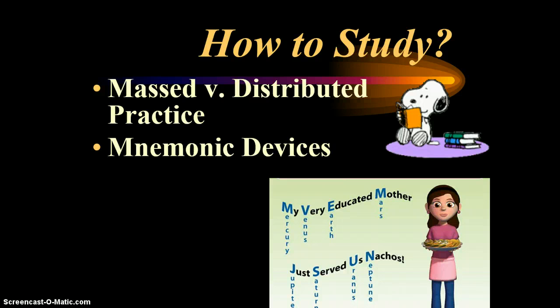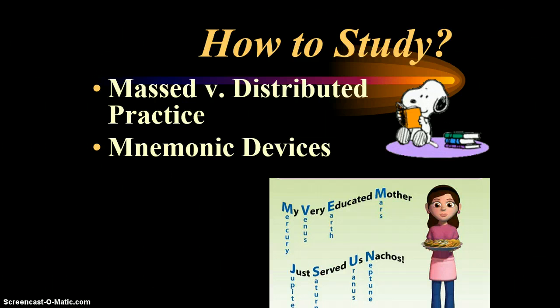Second thing that you can do is to use mnemonic devices. Teachers try and give you mnemonic devices as often as we can. Things like "My very educated mother just served us nachos." That is a nice, easy way to remember the names of the planets and their relationship to the sun. So that gives it to you.